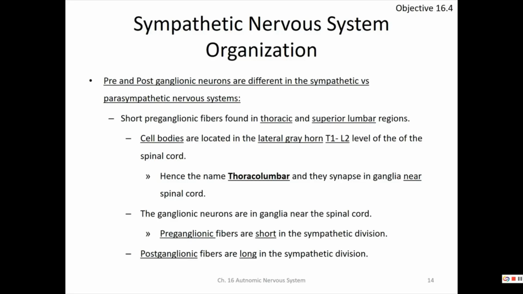Excuse me, spinal cord. Sorry, I'm just now getting over a head cold. Okay, so if you got that with me, brain, spinal cord, things like that, we're going to come to that in a minute. So let's start off with sympathetic and look at how it's organized.